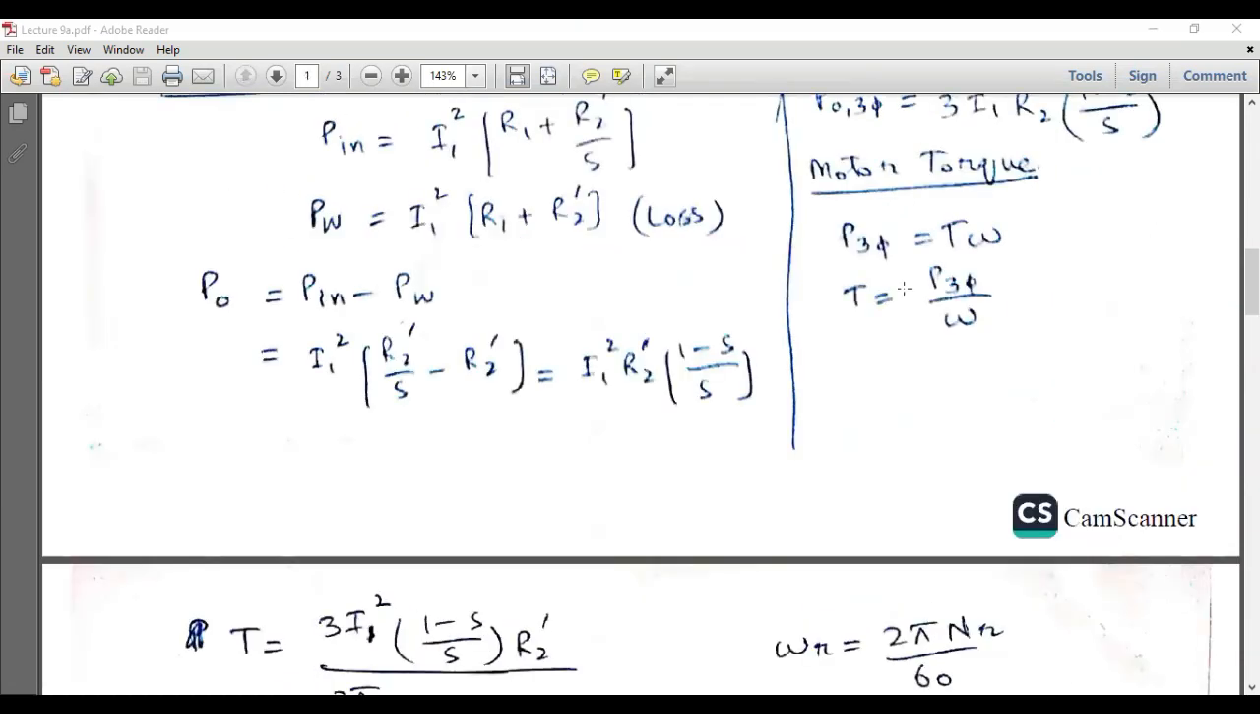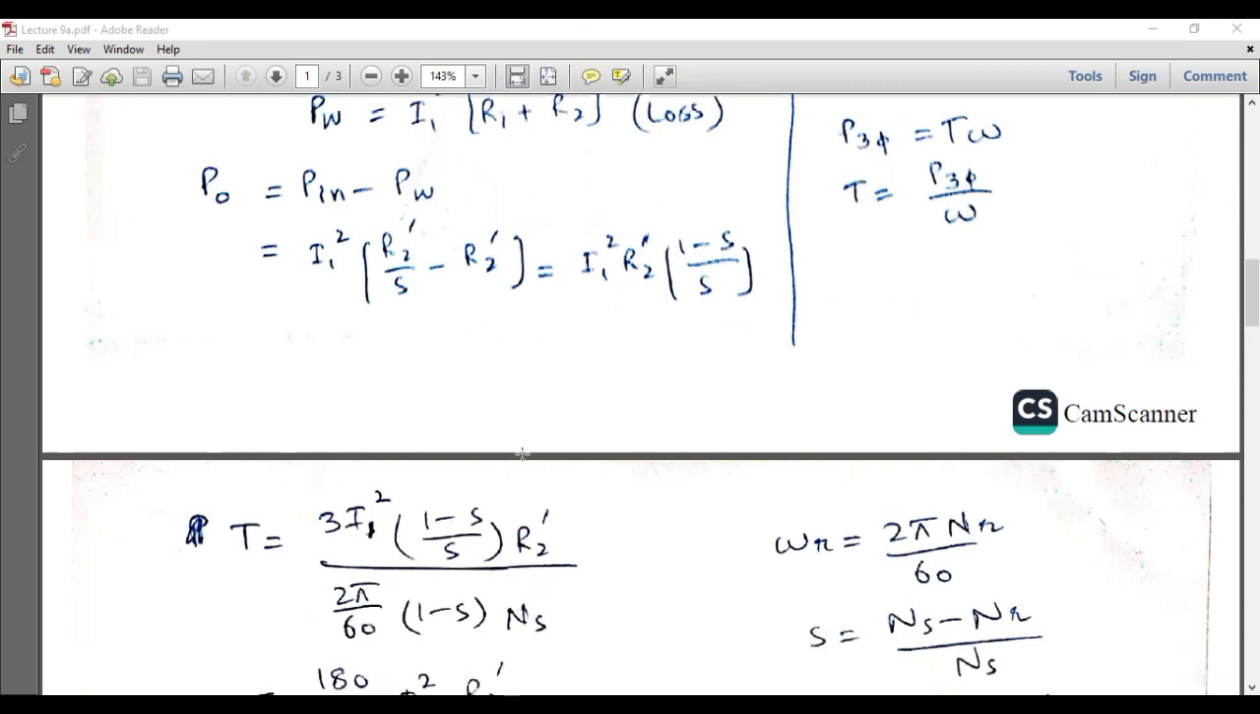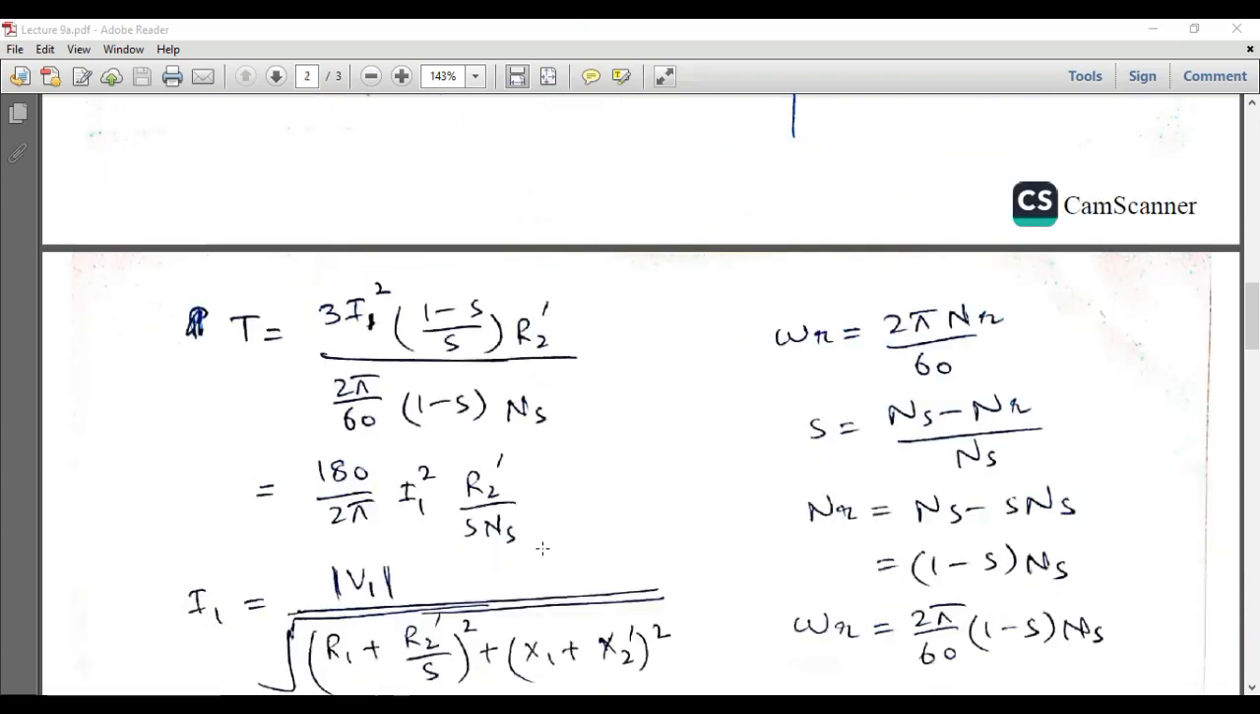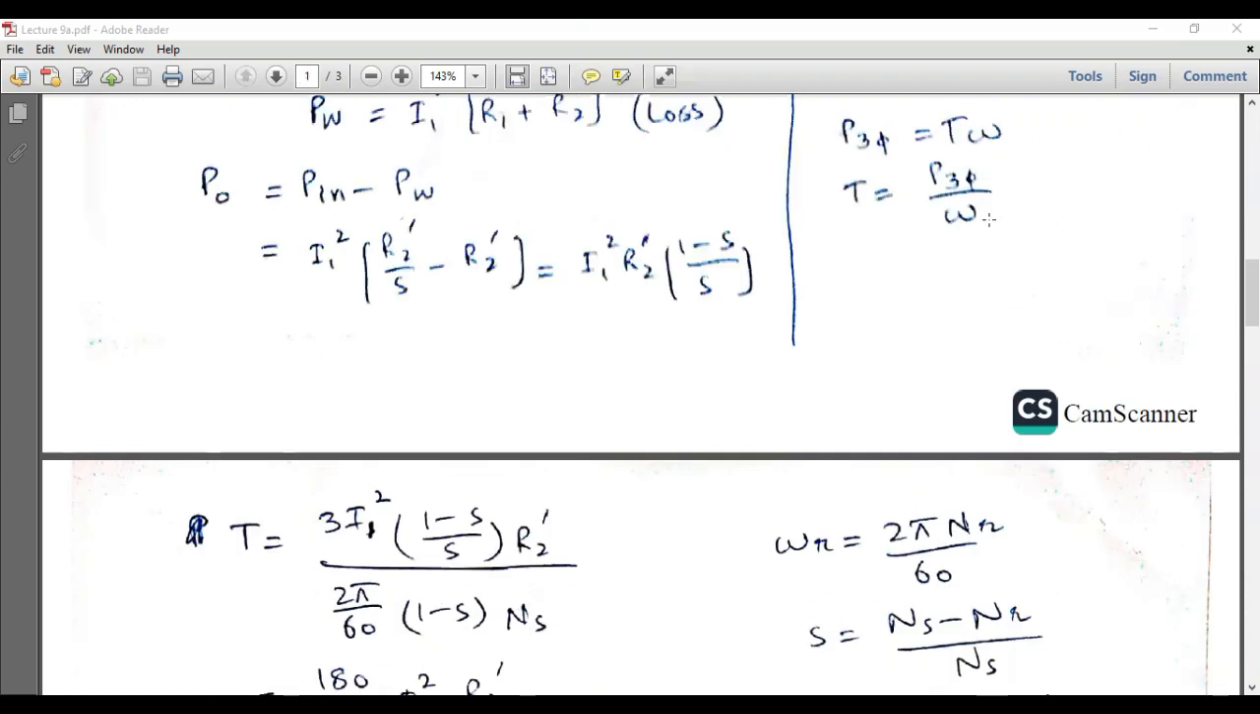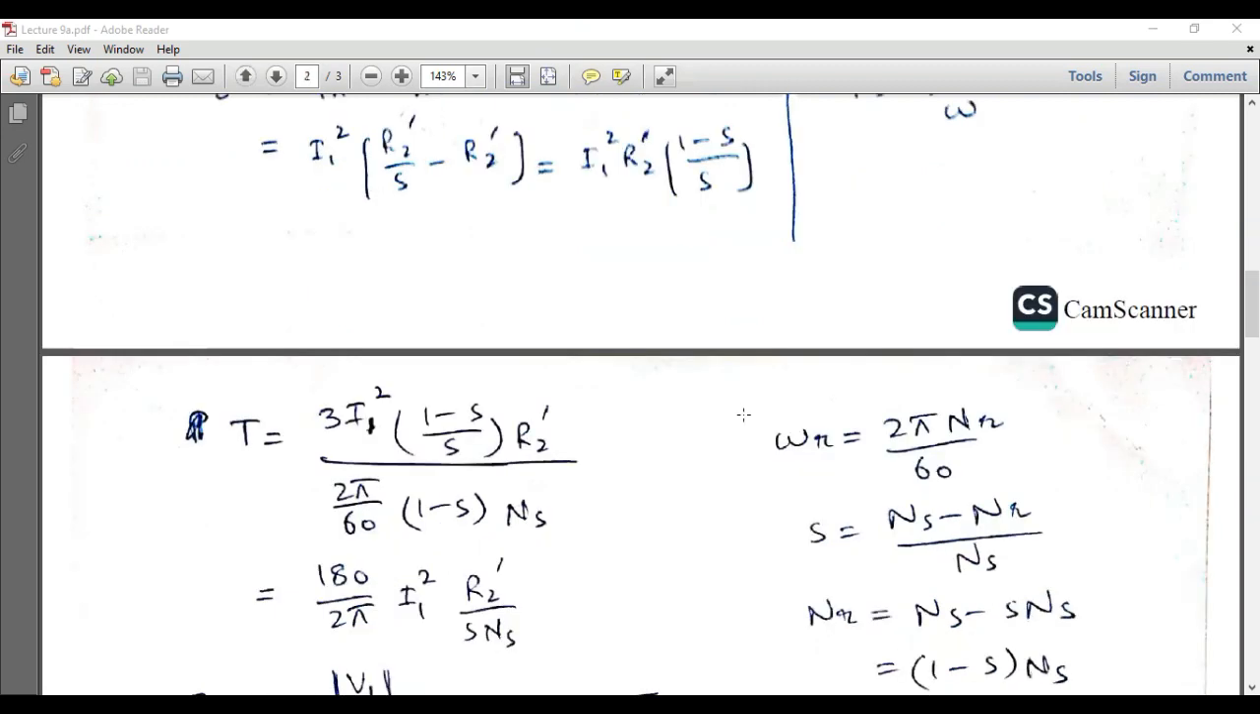So by putting this expression of P three phase and this omega r, we can simplify the expression for the torque, and three phase power is equal to 3 I1 square into (1 minus S) over S multiplied by R2 dash. And now this is omega R, which is the rotor mechanical speed of the induction motor.